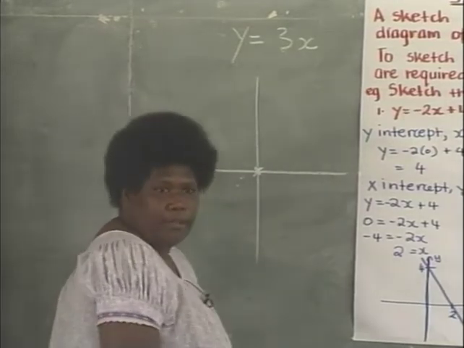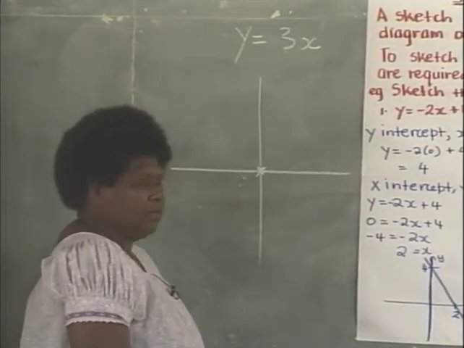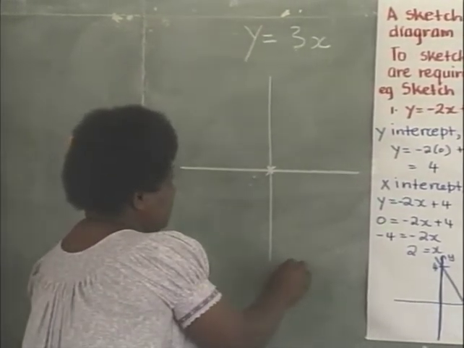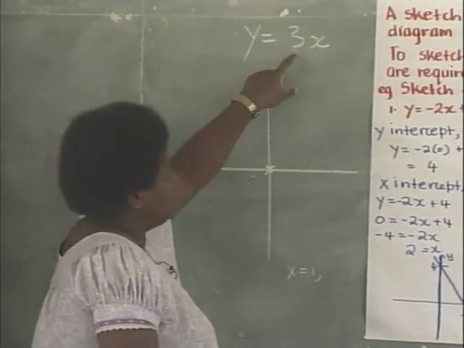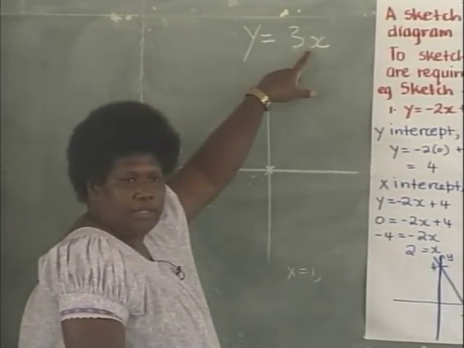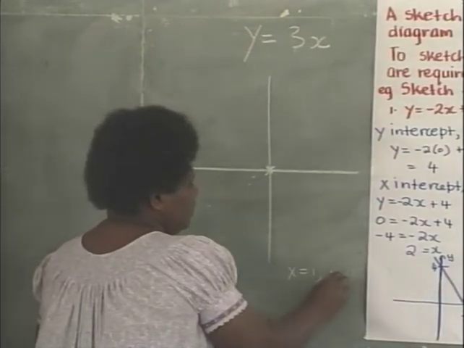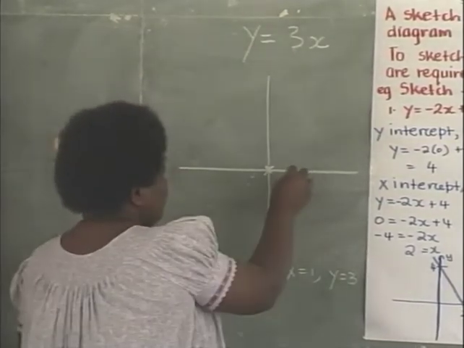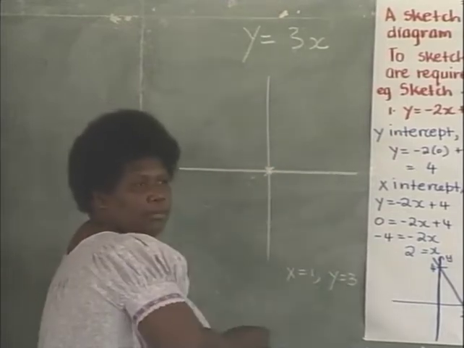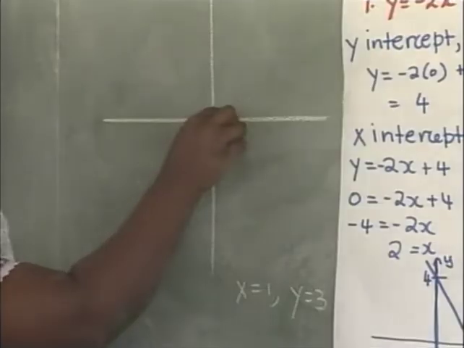If that happens, what you do is substitute x equals 1 to make it easy. Substitute x equals 1 in the equation. That means when x equals 1, y is equal to 3. That way you will be able to sketch the graph correctly.